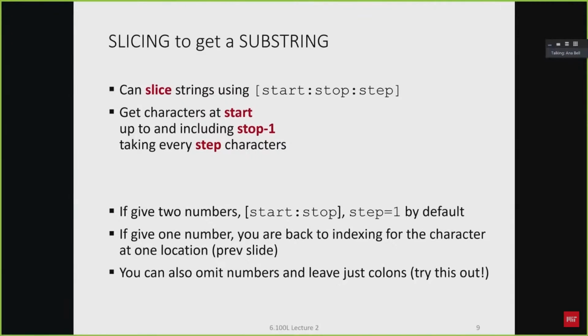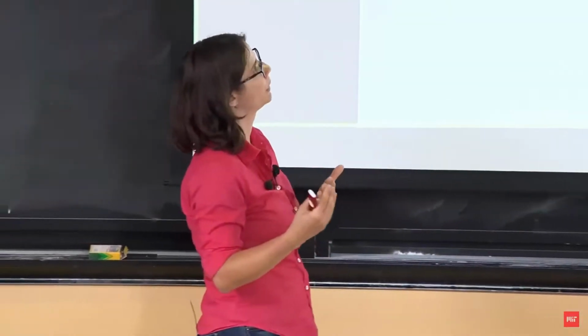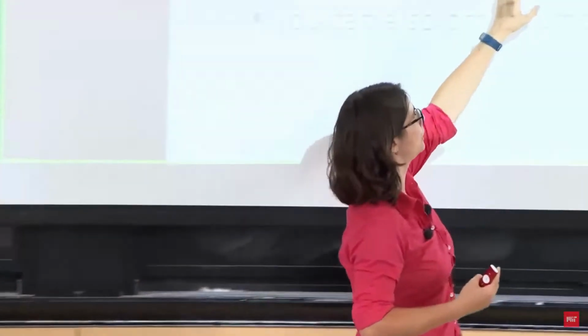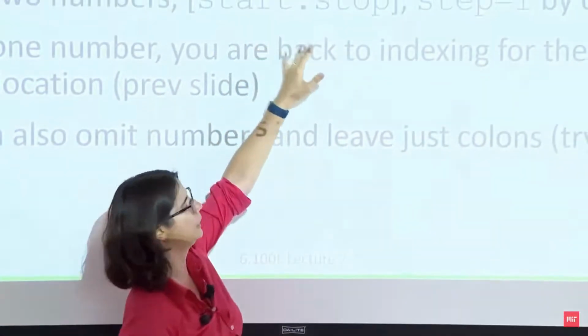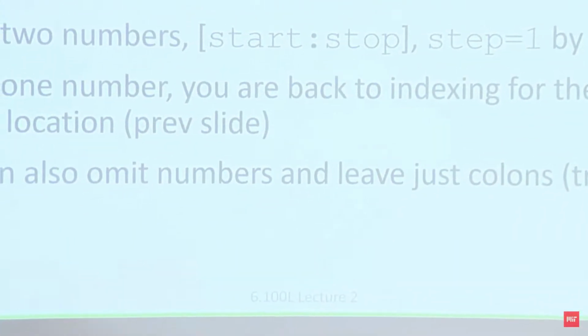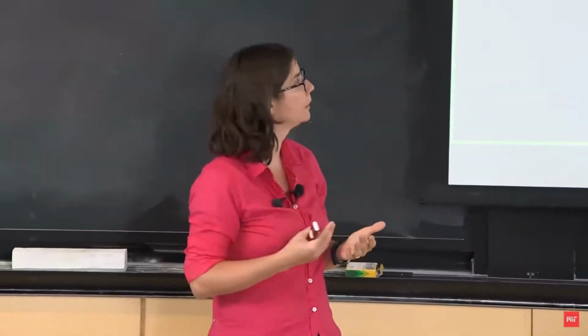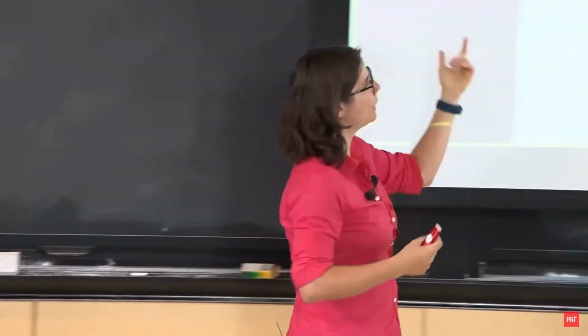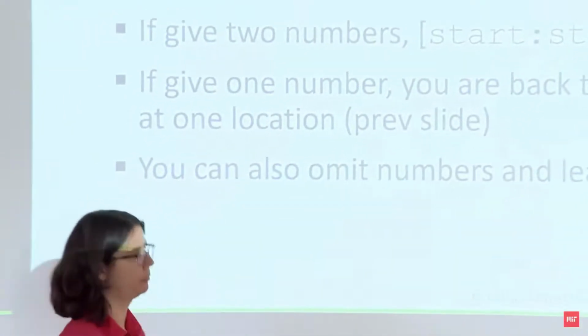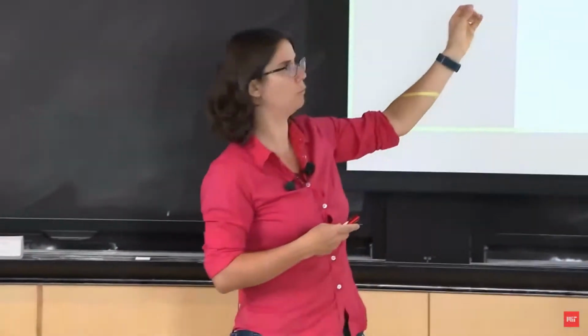That's perfectly fine. But something that's really common if you're always going to take every single character is to just omit the step part. So if you just give it 2 numbers, number colon number, Python automatically knows that your step will be 1 by default. So you're not skipping anything. Okay? If you're just giving it 1 number, no colons, we're back to the previous slide, right? Where we're just grabbing 1 element.